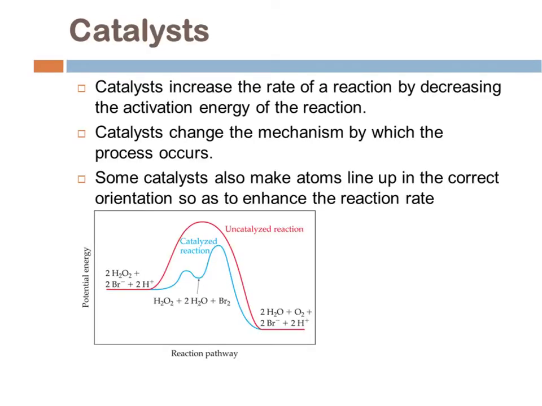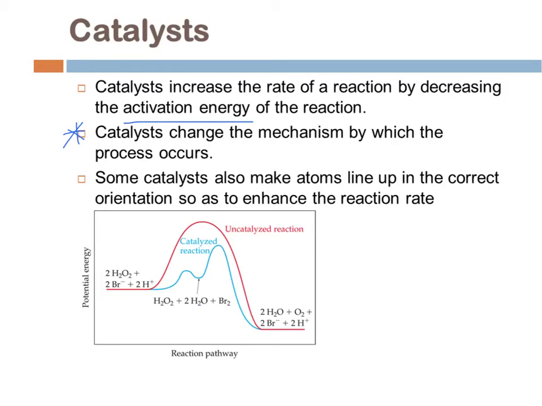The last one we need to talk about in a little bit more detail is catalysts. Catalysts increase the rate of a reaction by decreasing the activation energy of the reaction. Basically, they change the mechanism by which the process occurs. They don't get used up in the reaction. And some catalysts can also make the atoms line up in the correct orientation so that they enhance the reaction rate.